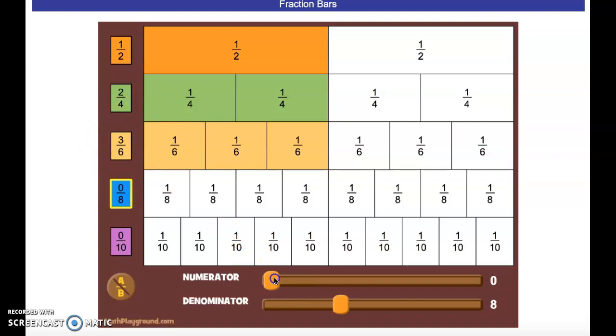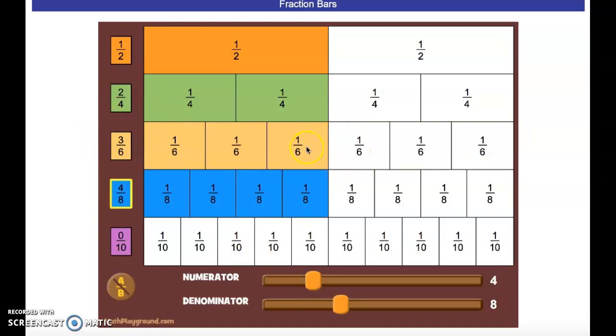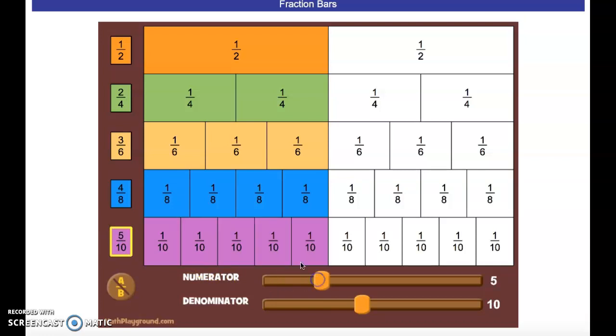Same thing. They're going to be able to see that 4/8 is equal to 3/6, which is equal to 2/4, which is equal to 1/2. Same thing, 5/10 is equal to 4/8, which is equal to 3/6, which is equal to 2/4, which is equal to 1/2. So that's the activity that I have come up with for them.